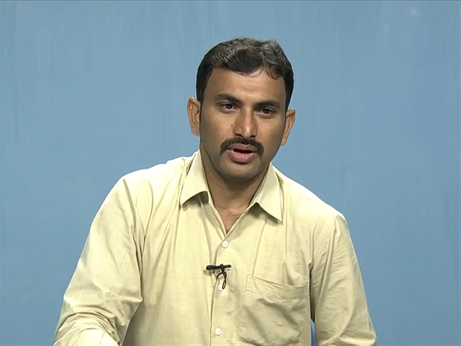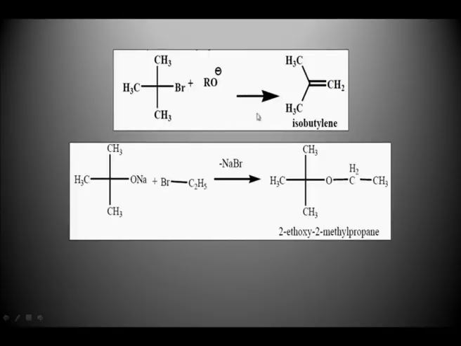But if we take this bulkier group on the alkyl halide, then instead of formation of the ether, we will get the olefin or alkene as the major product here. So, that is why we should take the bulkier group as the reagent, but not as the substrate. This is a condition in the reaction.